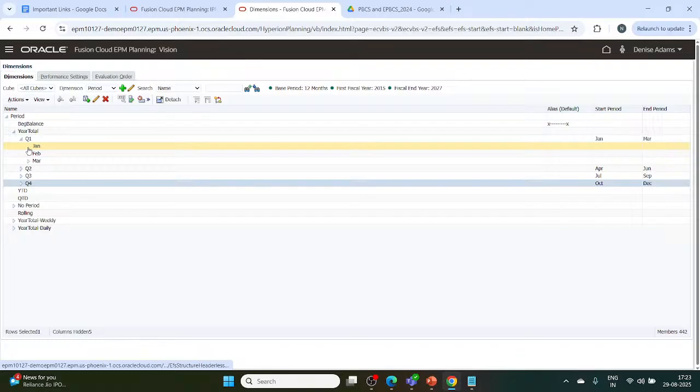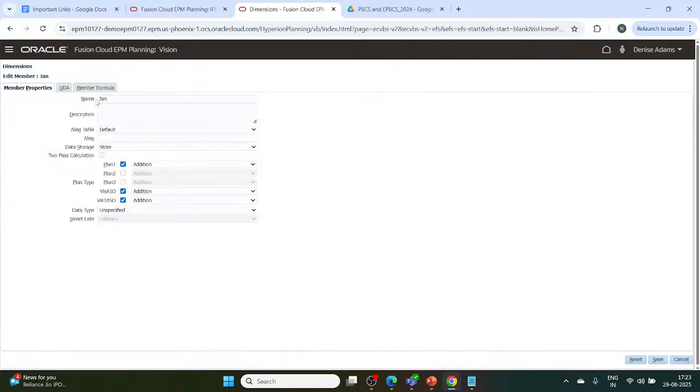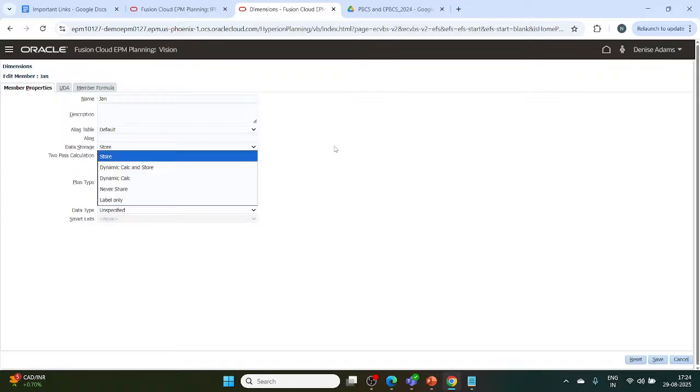Yeah. So here we can see the January month of the period. So I will click on edit here. You can see the name, description, alias table. Name, we know the simple meaning of it. Here the data storage. So the data storage options are stored, dynamic calc, dynamic calc and store, never share, and label only. The meaning of data storage we have discussed in our previous class.